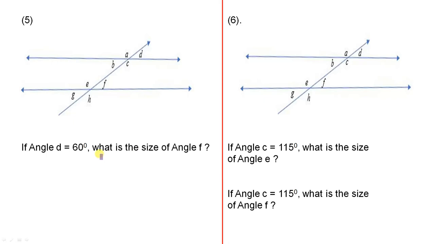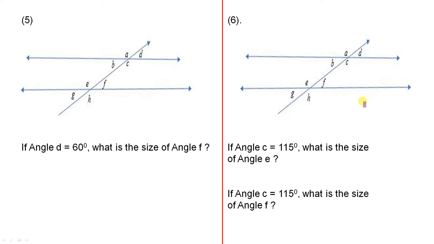Number five. So again, here we have the parallel lines, and here's the line that cuts across, and I've named these 8 angles using the letters. Now the question here is, if angle D equals 60 degrees, what is the size of angle F? All this is in the lesson.